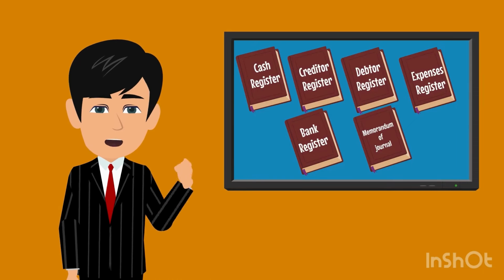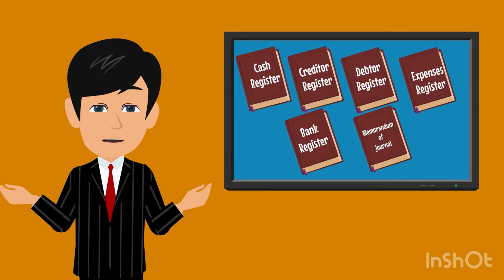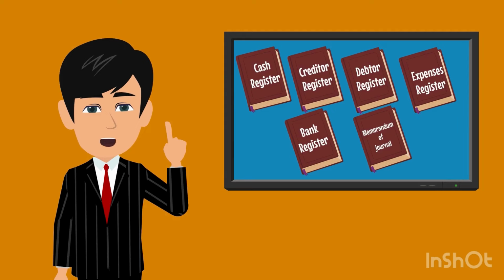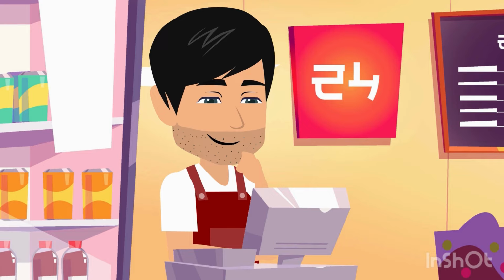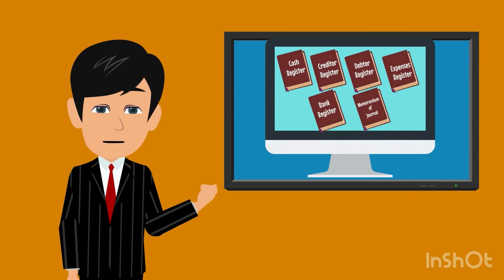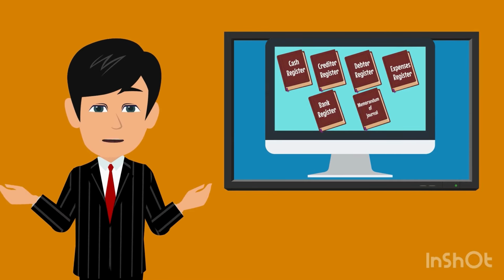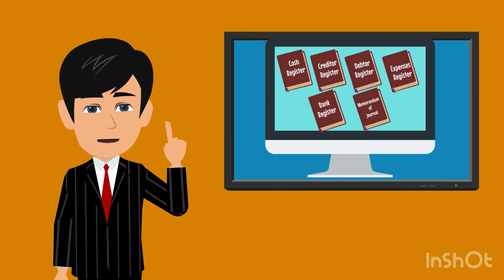Here, we have seen how to record the business transactions. In modern times, we don't use the registers. We use software for accounting. But in accounting software, there are electronic registers, where these transactions are recorded in the exact same manner.